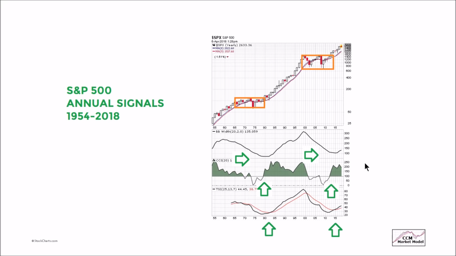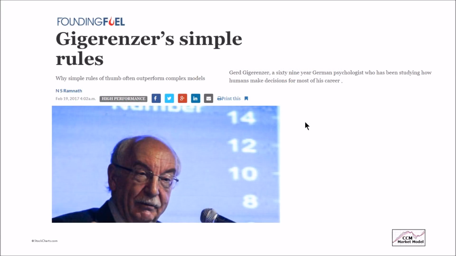As we often do, we will close with several apropos quotes to the present day. The first one comes from a 69-year-old German psychologist who has been studying how humans make decisions for most of his career. He was asked in this article, which you can find by Googling this title, if you were to take all of your knowledge, spanning all of your papers, all of your research, all of your talks, and all of your studies, what conclusion would you draw, or what advice would you have for us?